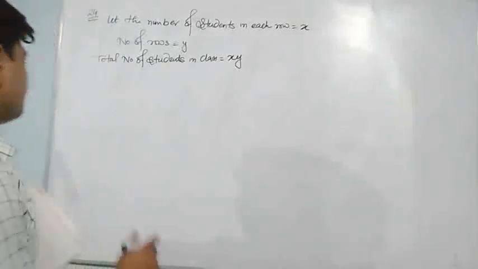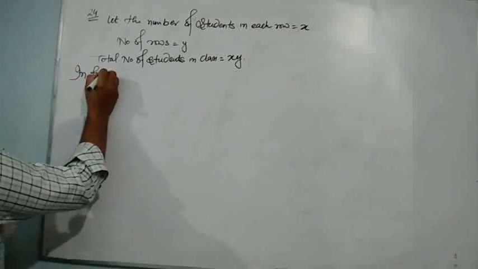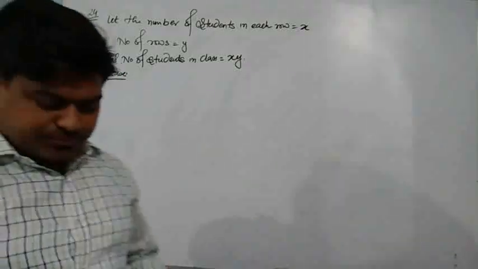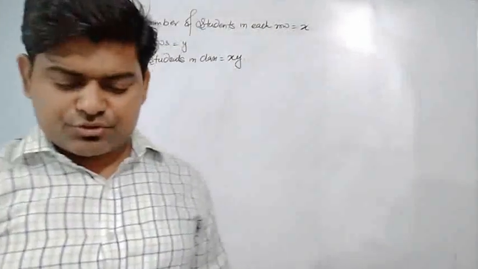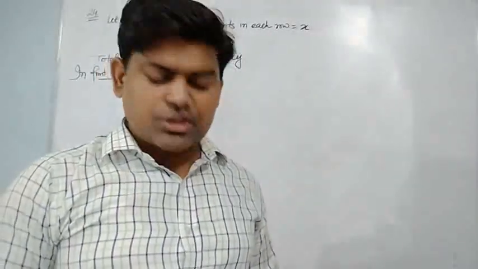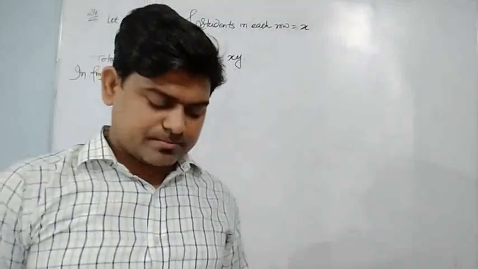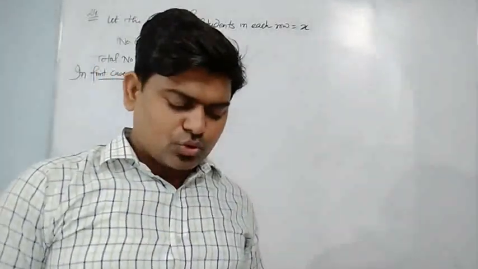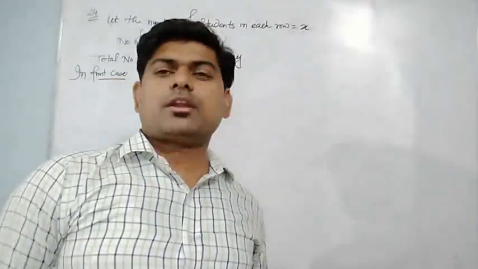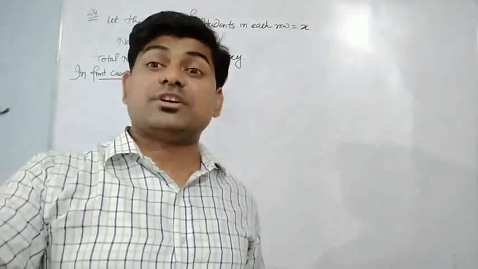What has been given in the first case? First case you can see what has been given. If one student is extra in each row, it means now the number of students in each row is x plus 1. There would be 2 rows less, then the number of rows will be y minus 2. And then again the number of students will be the number of rows into the number of students in each row.